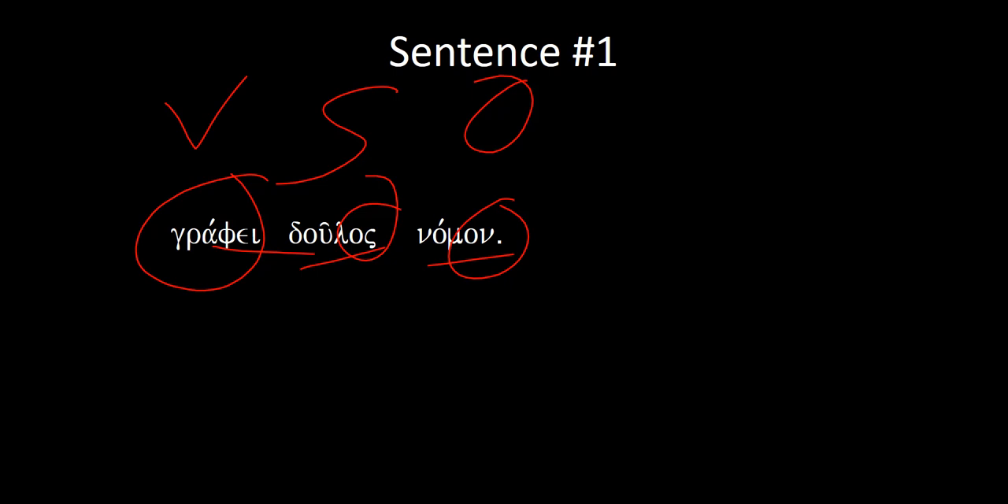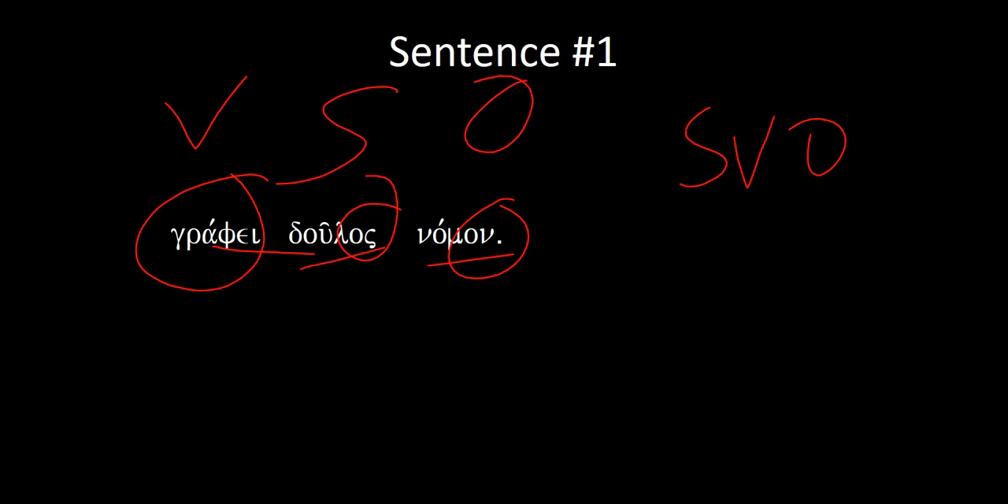Here we have doulos. The os, this is going to be our nominative subject. It has nominative endings. Then I'm going to find an object. Nomon, with the ending on. So here in Greek order we have verb, subject, object. But we're translating into English, so when we put it into English, we put it into English word order. And English word order is S V O, subject, verb, object.